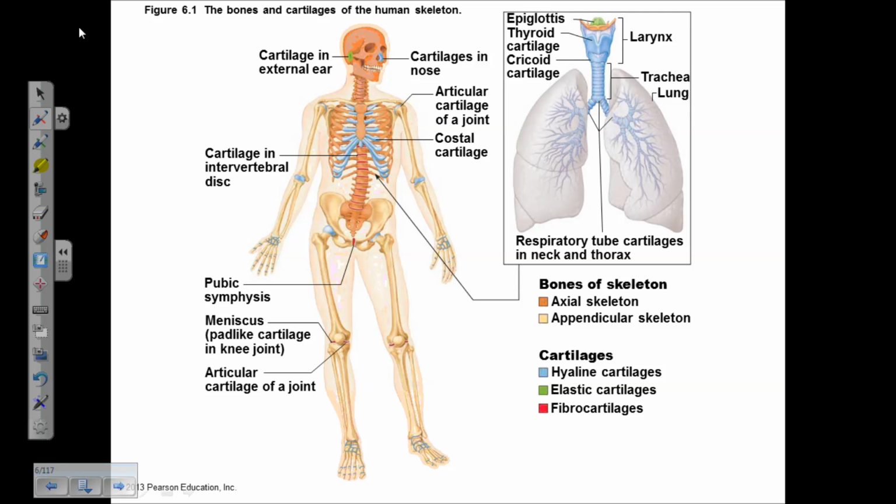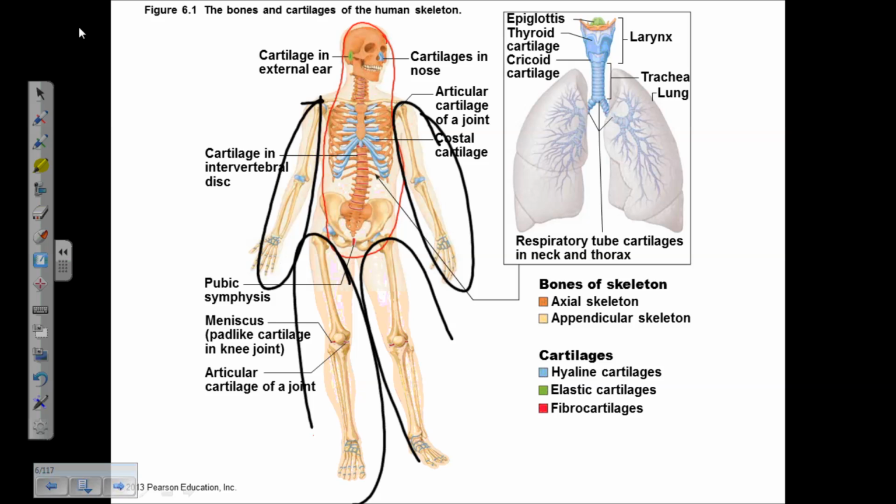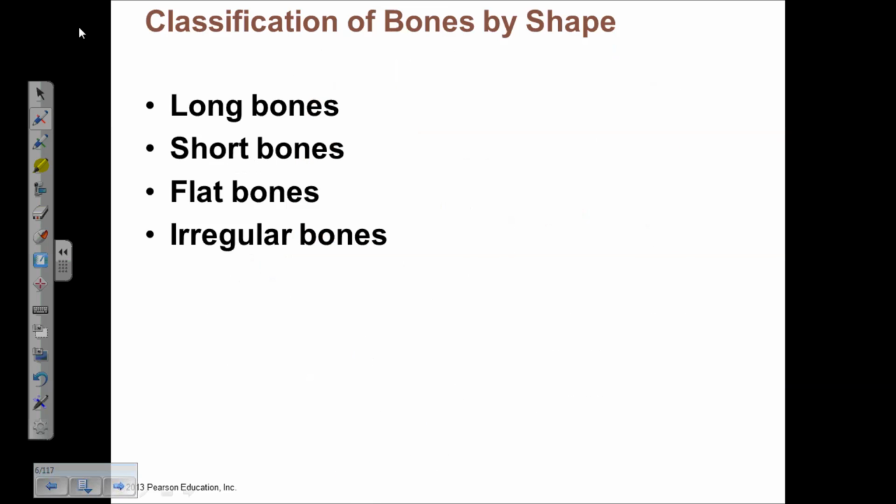So bones can be divided into two large groups: the axial skeleton and the appendicular skeleton. Axial skeleton is represented by the skull, the vertebral column, the thoracic cage, sternum, pelvic girdle, and pectoral girdle. And appendicular skeleton is the skeleton of the limbs. So here's going to be your axial skeleton. Make sense? And here is the appendicular skeleton.